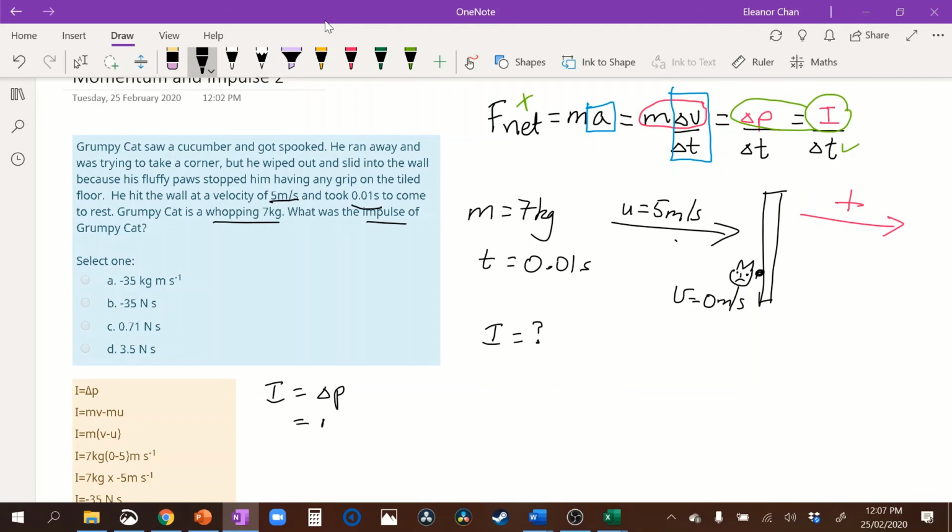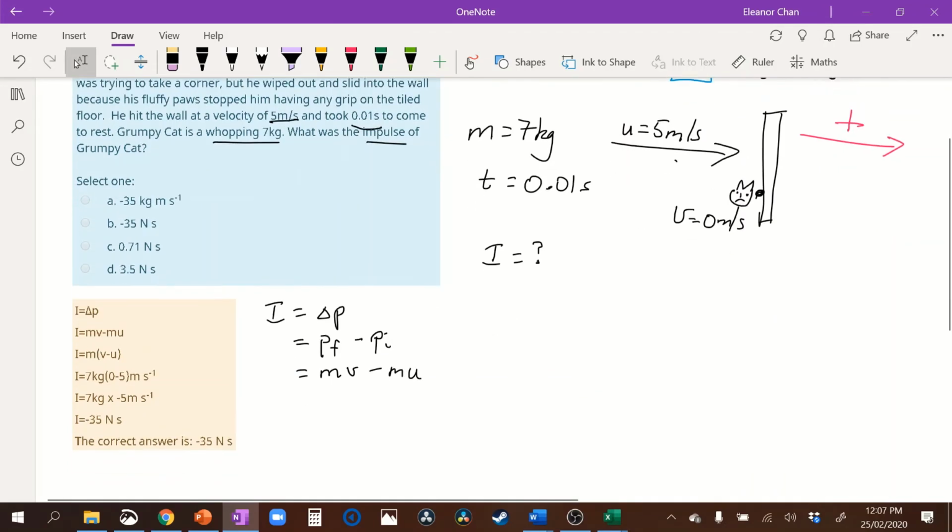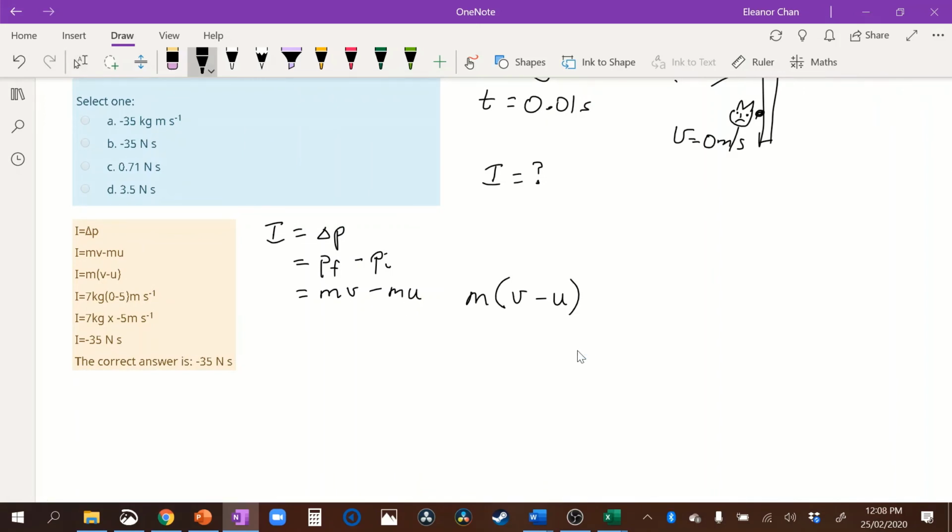Now, it's always, I'll write this, final momentum. It's always a final take away initial. If it's a change in momentum, final momentum take away initial momentum, and that'll be m times v, which is your final velocity, take away m times u, your initial velocity. Okay, now on the left hand side here, I've done some factorise. You can factorise if you want to, you don't have to. So v take u. Now that's what that next step is.